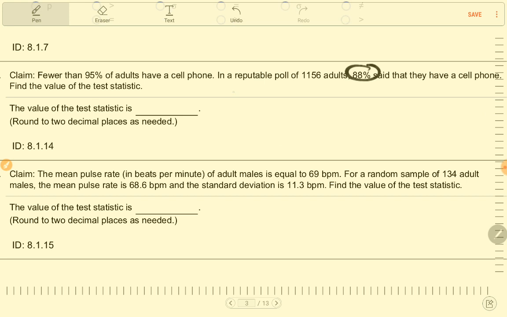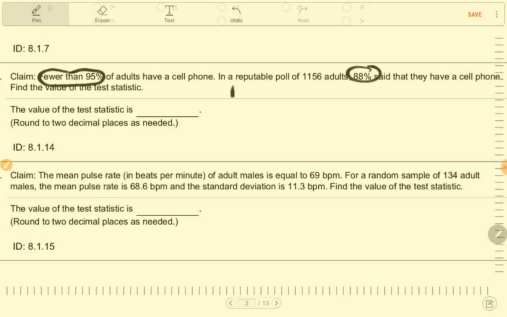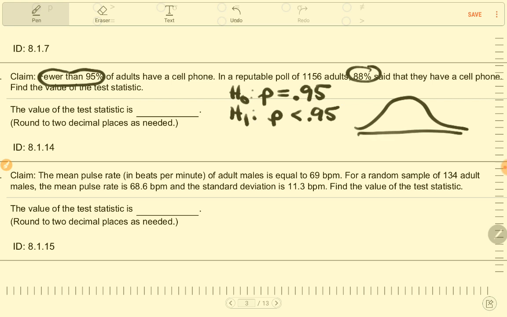But I'm going to keep in mind that the claim has no equality, right? Strictly fewer than. So that means that my claim would be p equals 0.95. My alternative would be p is less than 0.95. So this would be a left-tailed test. And I would need to know the alpha in order to know what my critical value is, but this would be my alpha on one side. That's not really relevant for being able to calculate the test statistic, but I thought it was a good opportunity to review setting this up.